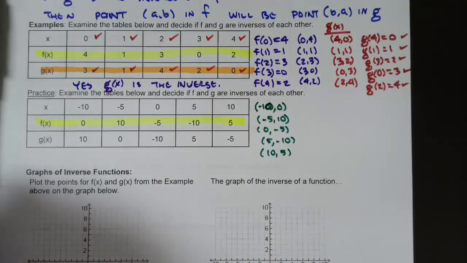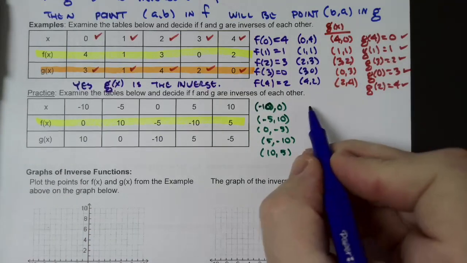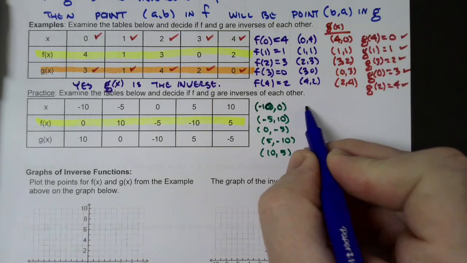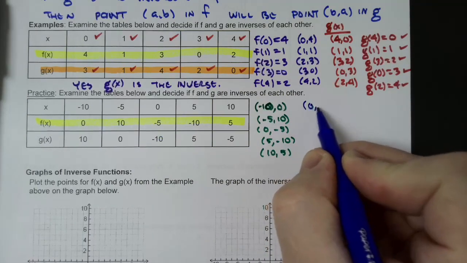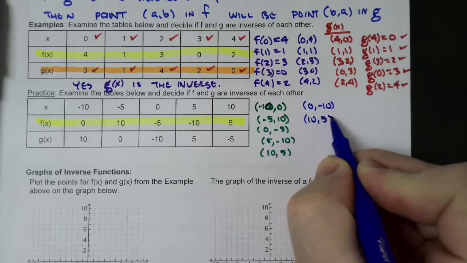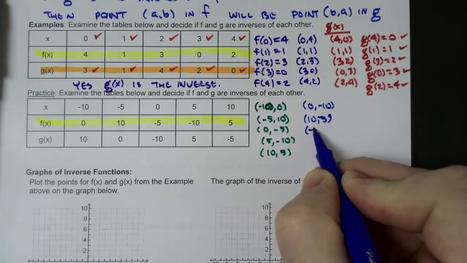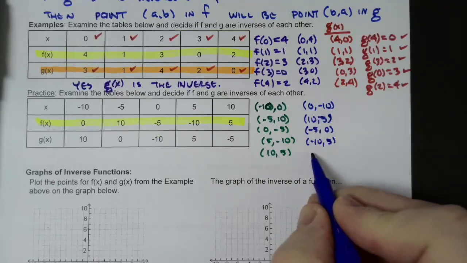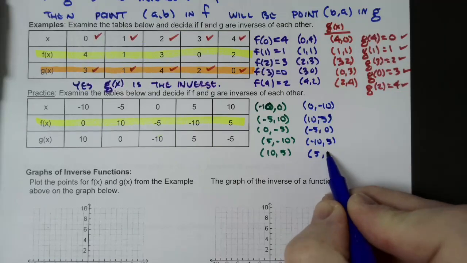Then I'm going to take each one of those and flip them around. This is what would be in the g of x function. The inverse here would be (0, -10), (10, -5), (-5, 0), (-10, 5), and then finally (5, 10).